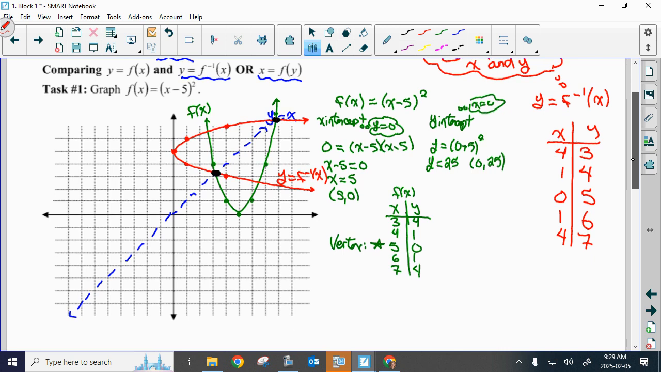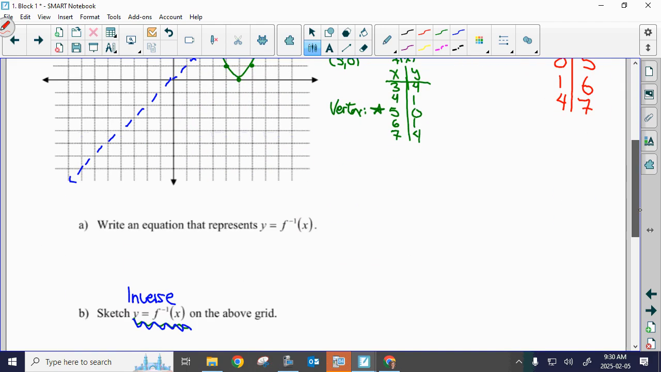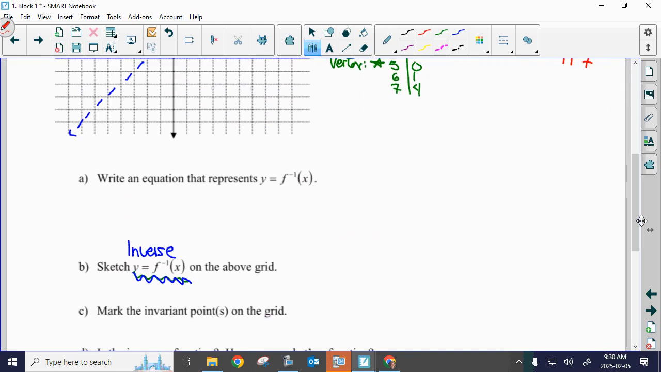So when you see the word inverse, you're going to think reflect across the line y equals x. You're going to think swap x and y. So you're going to have to swap the x and y. Okay? So I've got my original in green. I've got my inverse in red. And now if we're going to find the equation of the inverse, I'm going to color code this back to green.